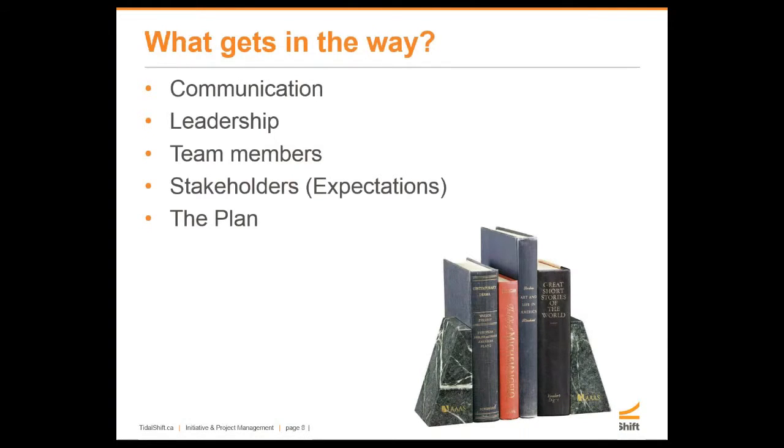So here's what I see as getting in the way. First off, communication. We identified communication as being a big factor, both from the success and the challenges that we tend to face. Leadership, again, another key one, which then directly leads into things like your stakeholders, managing those expectations, your team members, and of course the plan itself can also be a factor that gets in the way. Did I properly plan this out? Have I overplanned it? Have I underplanned it? Do I have an effective plan? Is it realistic? Those sorts of things.